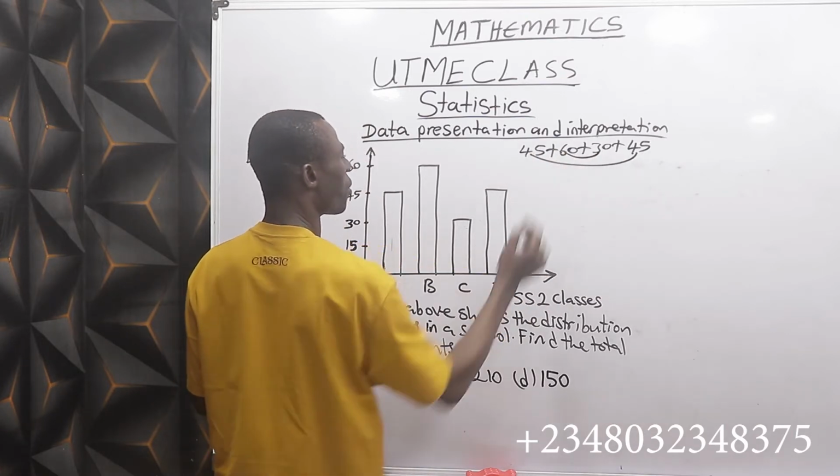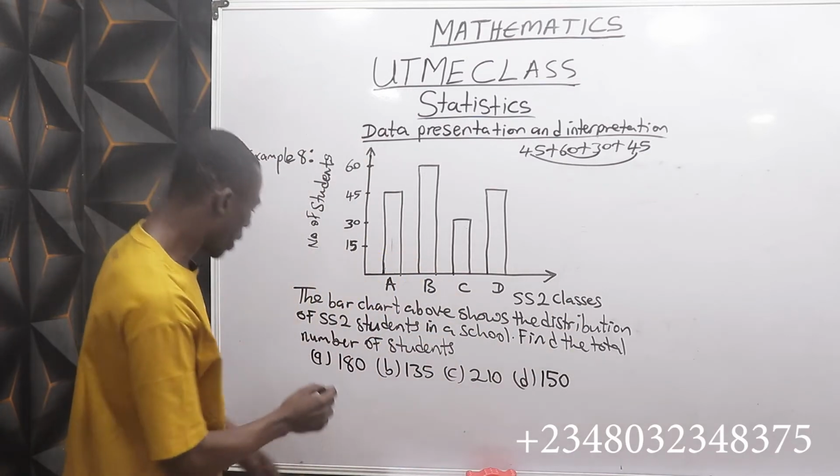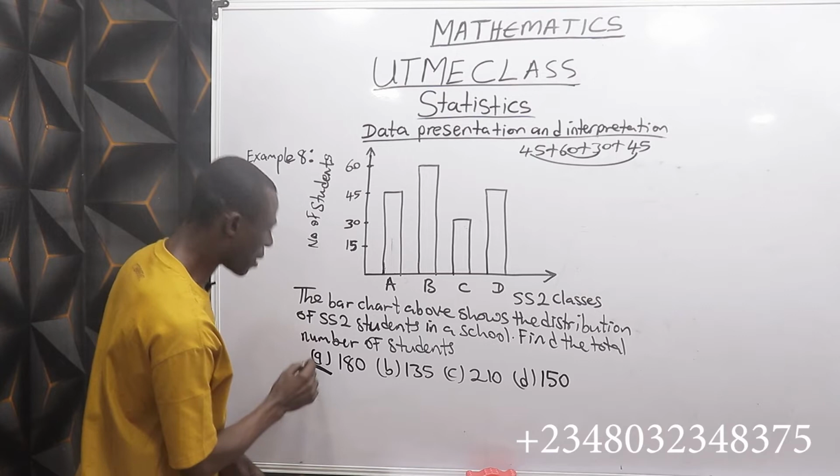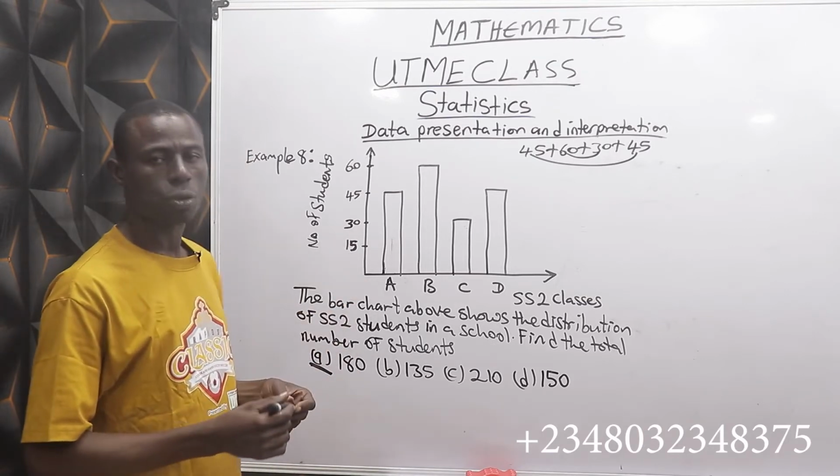30 plus 60 is another 90. 90 plus 90 is 180. So option A is the correct answer. 180 students are in the SS2.